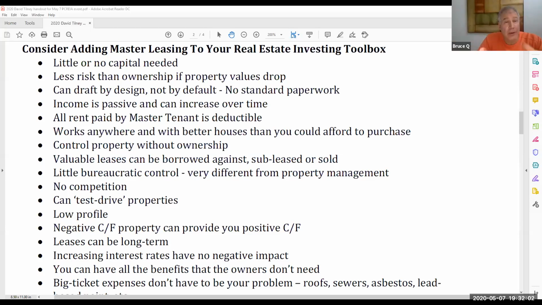So you've interviewed the owner, you've signed the lease, you're test driving the property, and now it's like, oh my God, wrong property, wrong owner. How do you get out of that?